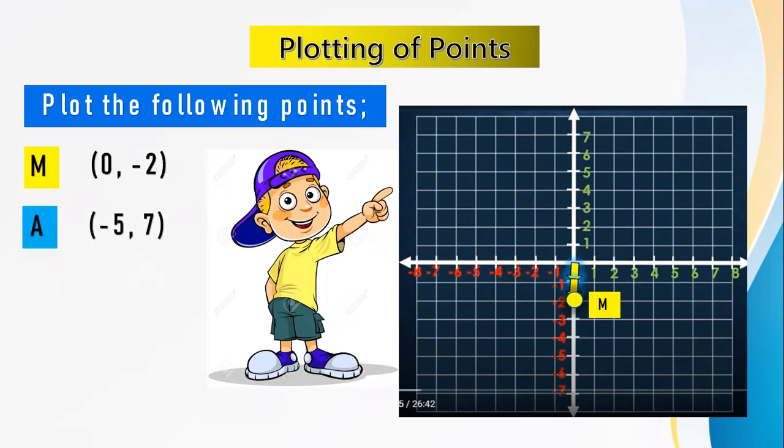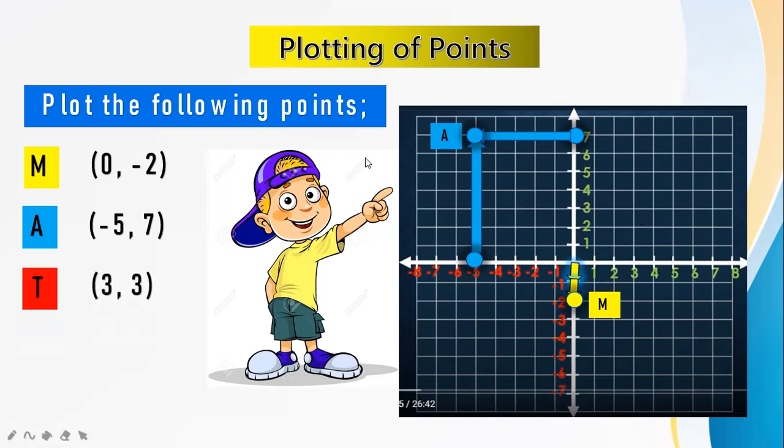Next, A, negative 5 and 7. So this will be your x and this will be your y. So again, x and y. So negative 5. So therefore, this will be your negative 5 because this one is positive 5. So we have point, and then after that we have 7 positive. These are positive y and these are the negative y. So negative 7, but this one is positive 7. So therefore this will be your point, and then connect the 2 points using a line, and therefore this will be your point A.